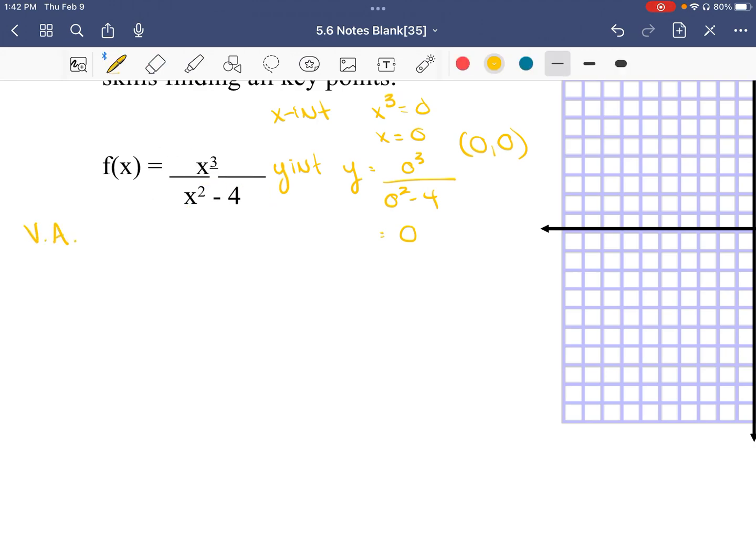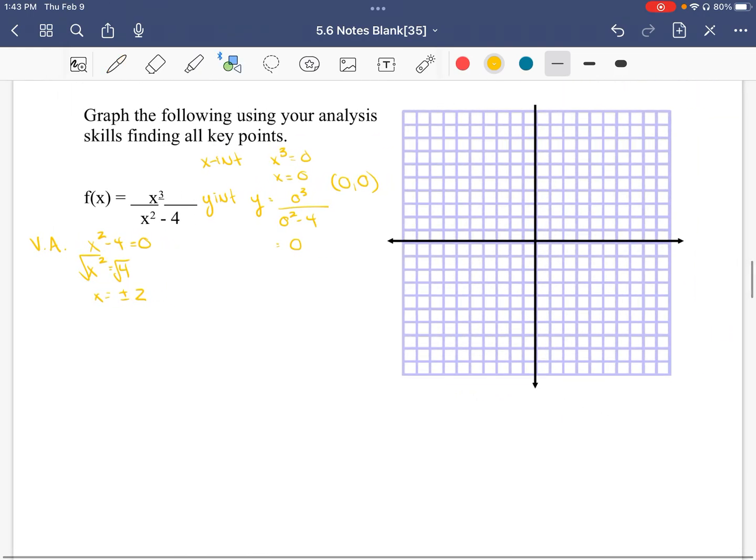So vertical asymptotes happen where our denominator goes to 0. So x squared minus 4 is equal to 0. You could factor, which would be another way to solve this, or square root both sides. Plus or minus 2. So let's put some asymptotes into our graph: positive 2 and negative 2. There are our asymptotes.